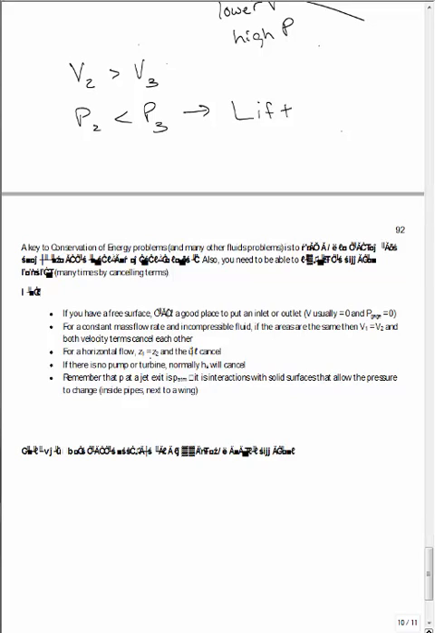That also helps. If there's no pump or turbine, HS will cancel. If you're trying to find something with the pump and turbine, make sure that the pump or turbine is between your inlet and your exit. And also remember that pressure at a jet exit where it meets the air is going to be just P atmosphere, and we're always going to be using gauge. I should write that, use gauge pressure. Because just like the forces cancel from atmospheric pressure everywhere, so does the energy.